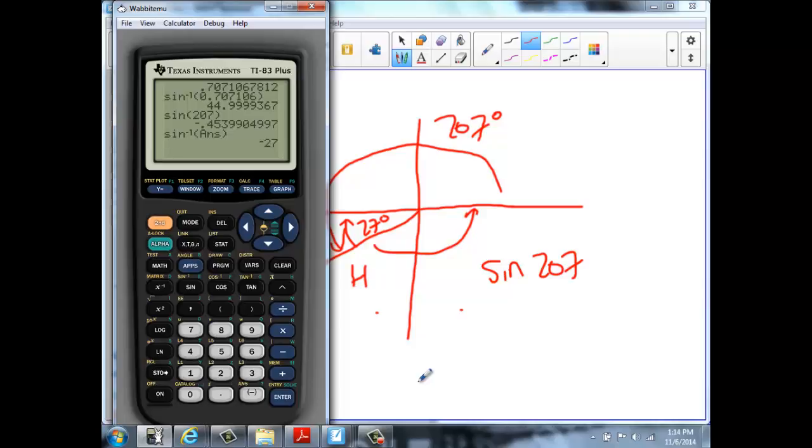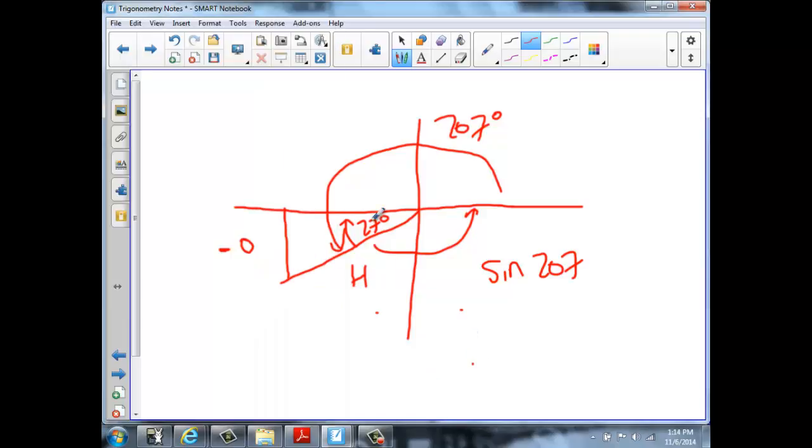Because what it found was this guy right here was going backwards by 27. So then if you want to figure out the angle you want, you would then have to take that 27 and add it back to 180 to get back to your 207.